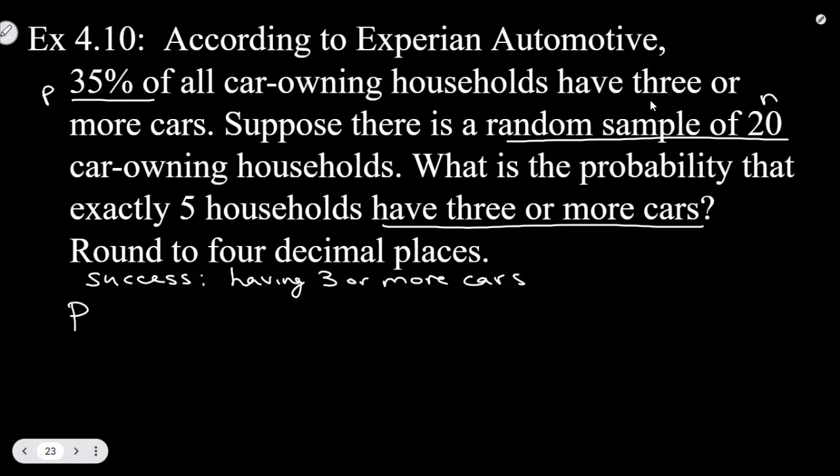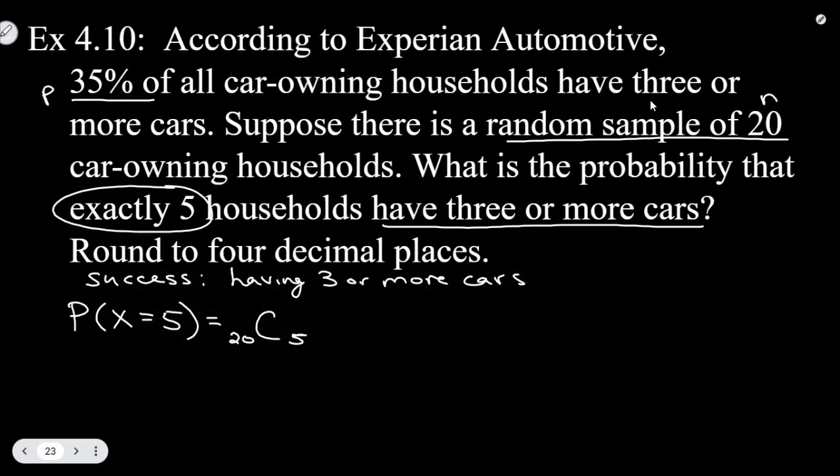Now, what we're looking for is the probability that x, the number of successes, is exactly 5. So we want x to equal 5. All right. So we know that 20 was our number of trials. That's n. Then we're going to have c. And then we want x to be exactly 5, so that's going to go there.